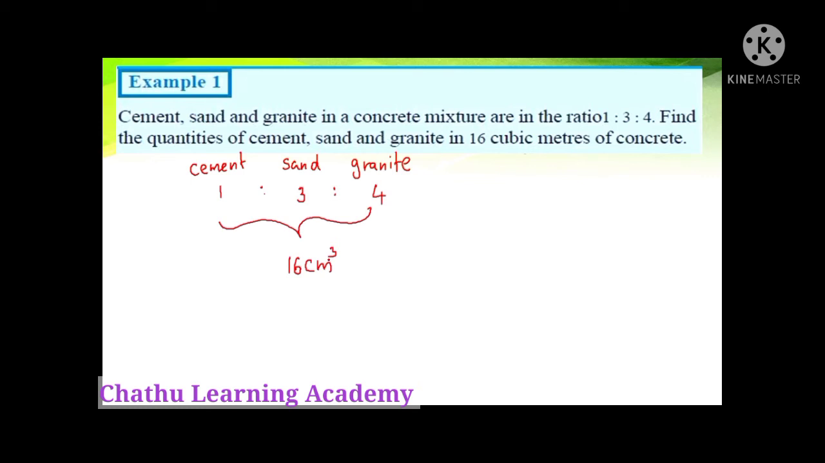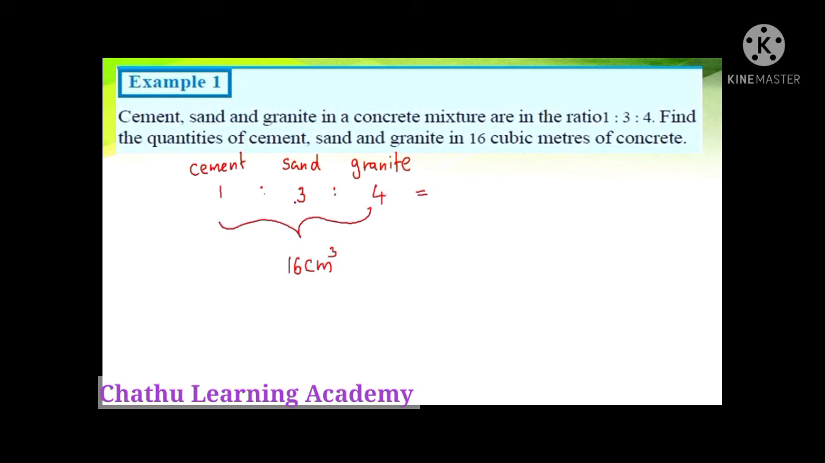Cubic centimeter is a unit of volume. Now this is the total volume. Then what is the total number of parts? This total volume is related with the total number of parts. Now you want to find the total number of parts.